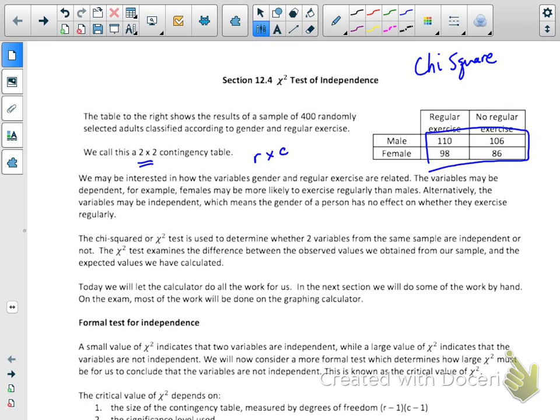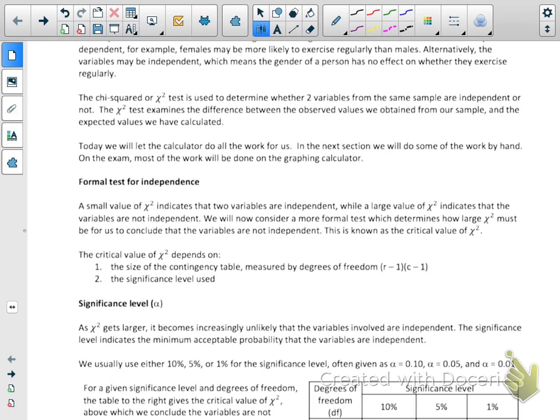So the formal test of independence says that if you have a small value of chi-squared, that's going to indicate that 2 variables are independent, while a large value of chi-squared is going to indicate that the variables are not independent. Now, it's going to be a little bit more complicated than that. We're going to have a number that's going to help us determine whether the number is big or whether the number is small. And that's going to be called the critical value. That critical value depends on the size of the contingency table, which is measured by your degrees of freedom that we looked at in section 12.3: the number of rows minus 1 times the number of columns minus 1. And then the significance level that's used.